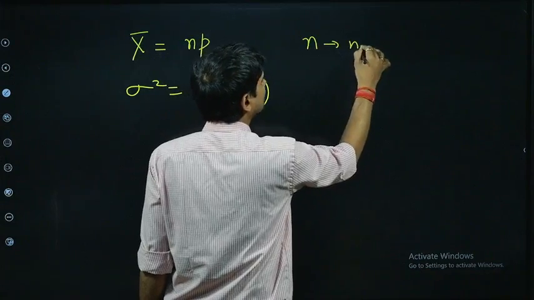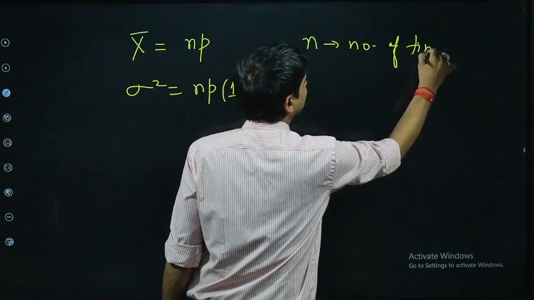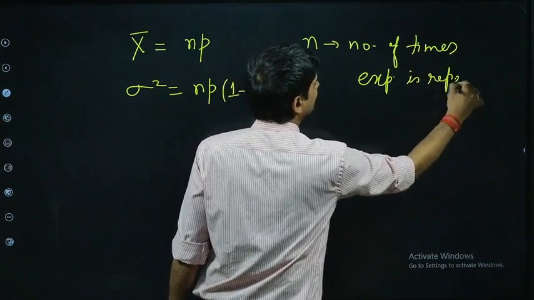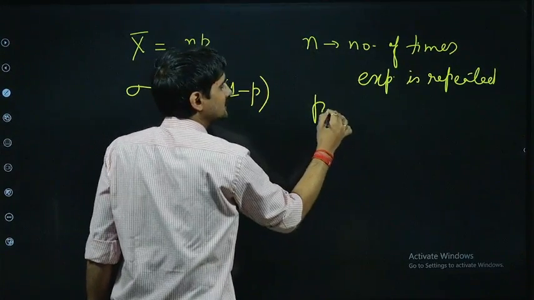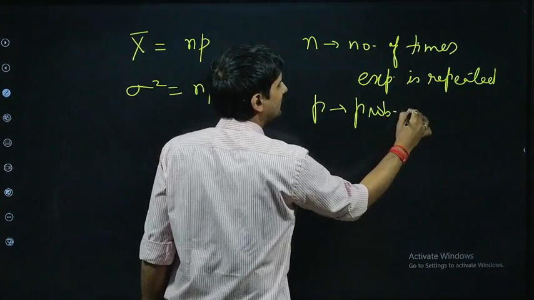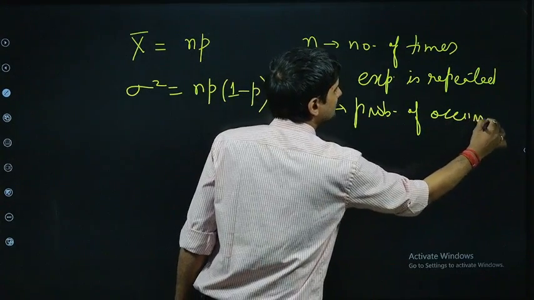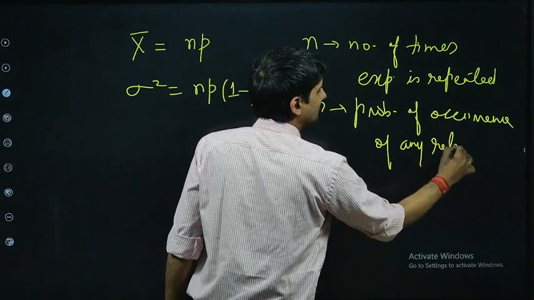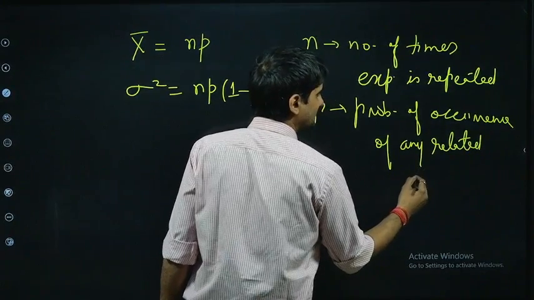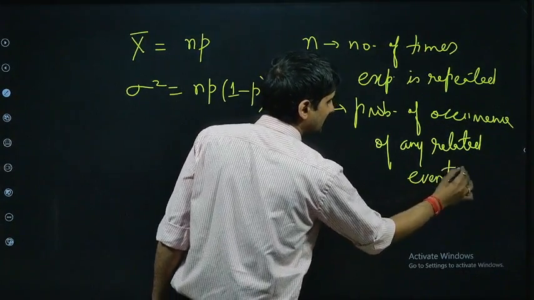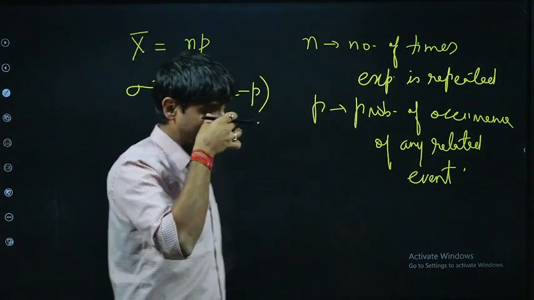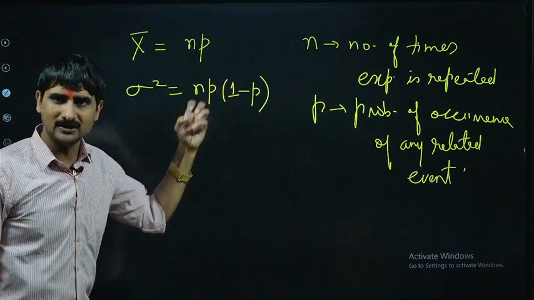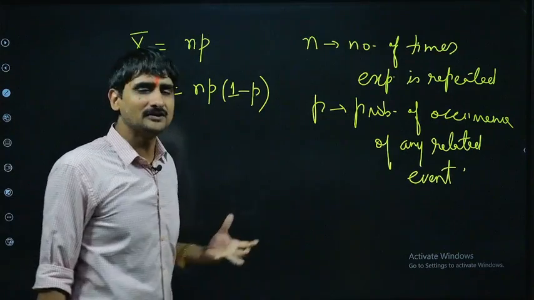N is the number of times the experiment is repeated. And what is p here? P is the probability of occurrence of any related event. Binomial distribution comes into the picture when the probability of occurrence of an event doesn't change with the repetition of the experiment. So the experiment is repeated n times, and p is the probability of occurrence of any event.